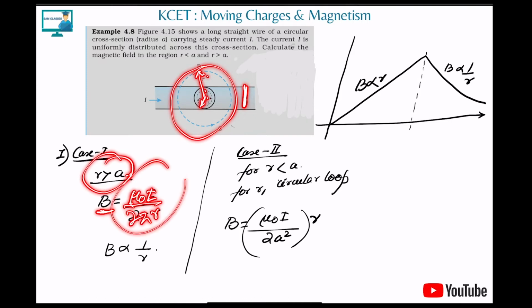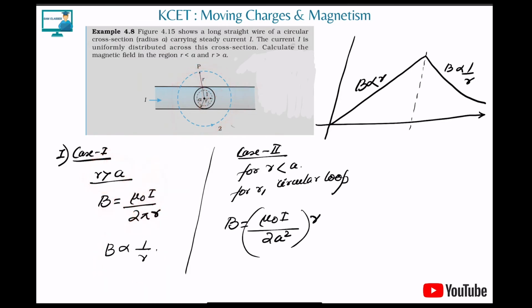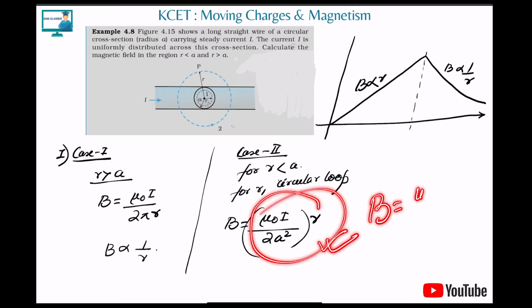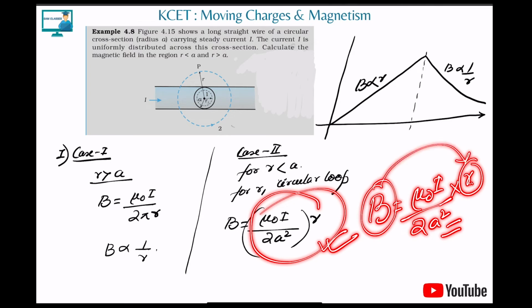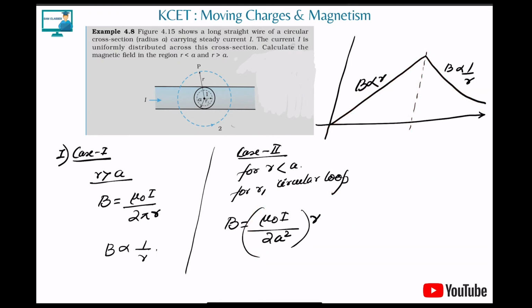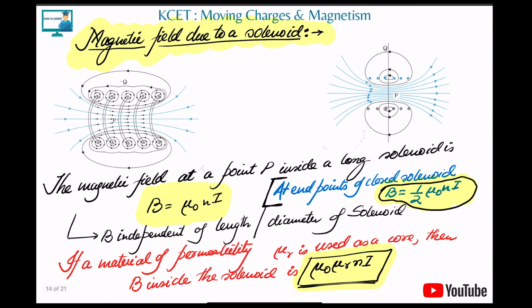Any outside point is like that. Now what if we take a smaller part where the net current enclosed is not the full I? We need to find it out. In that situation, the change happens. So here the magnetic field is B equal to mu naught I by 2 pi a square into r. So here you see that the magnetic field is directly proportional to r. So from 0 to a it is directly proportional, and after a, to any distance, it is inversely proportional. Very important, it has come in exams also, so go through this. Okay. Next, the magnetic field due to a solenoid.